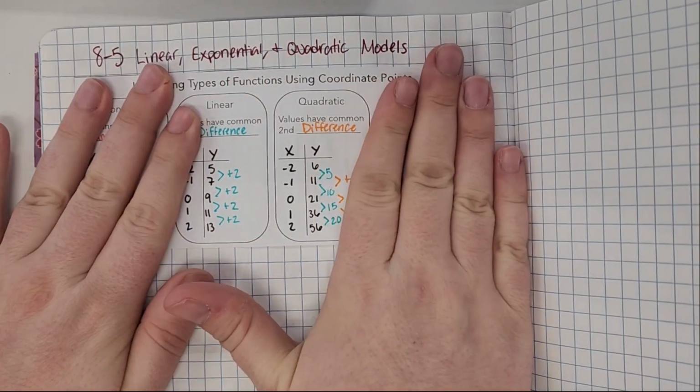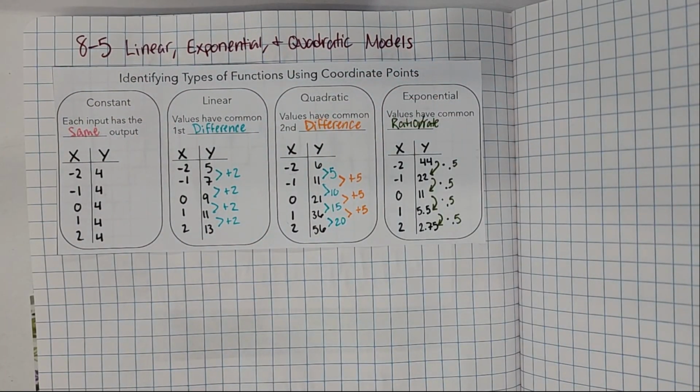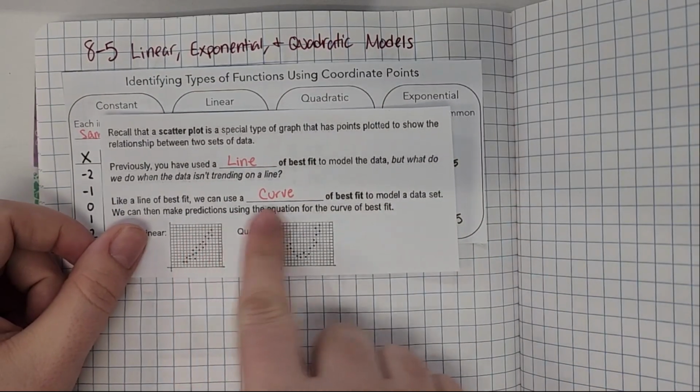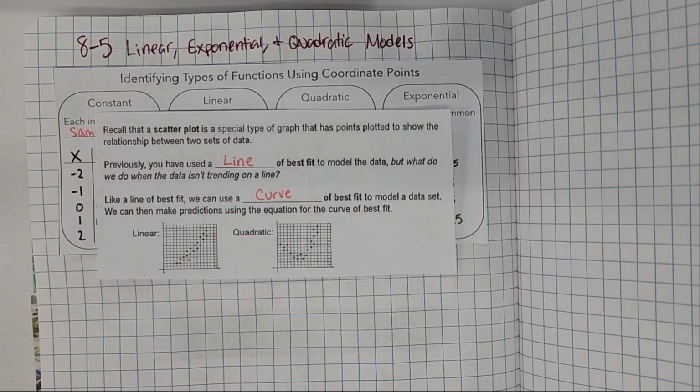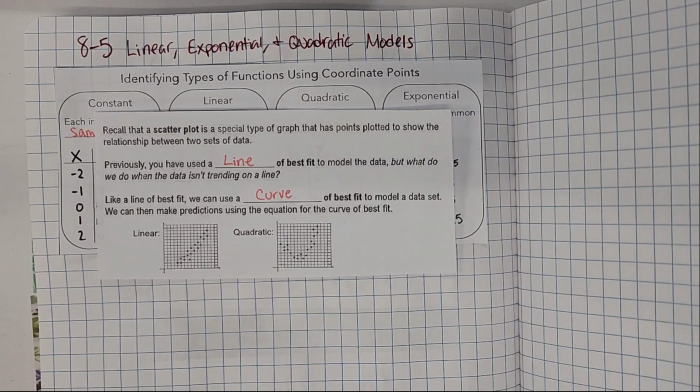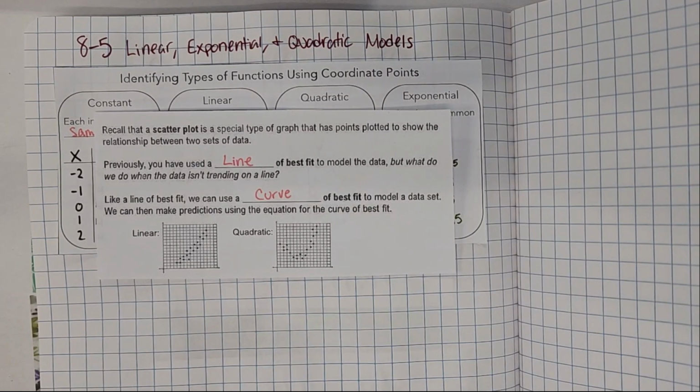All right, now that we have that in our notebooks, we're going to go ahead and find this little paper right here that says, recall that a scatter plot is a special type of graph that has points plotted to show the relationship between 2 sets of data. Previously, you have used a line of best fit to model the data, but what do we do when the data isn't trending on a line? Like a line of best fit, we have something called a curve of best fit. And we're going to use that to model these data sets when a line isn't going to work.